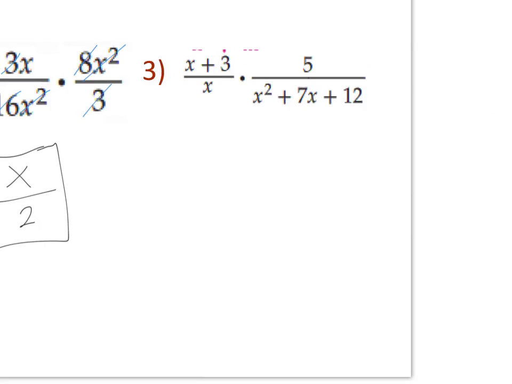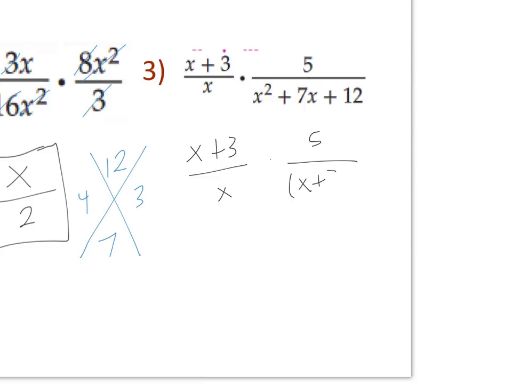Okay, 3's got a little bit more going on. I see x plus 3 over x times 5 over x squared plus 7x plus 12. So I actually need to factor that denominator in the second fraction. So factors of 12 that, added together, give me 7 are 4 and 3. So I really here have x plus 3 over x times 5 over x plus 3 times x plus 4.